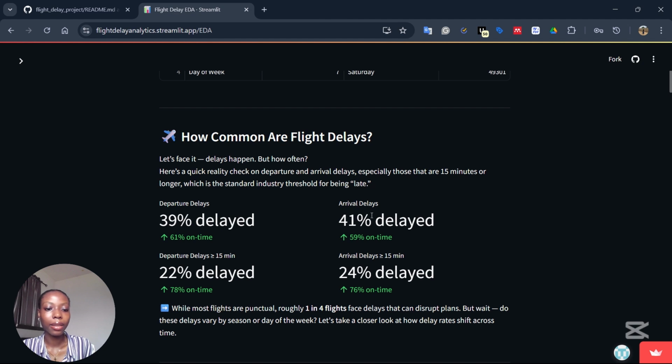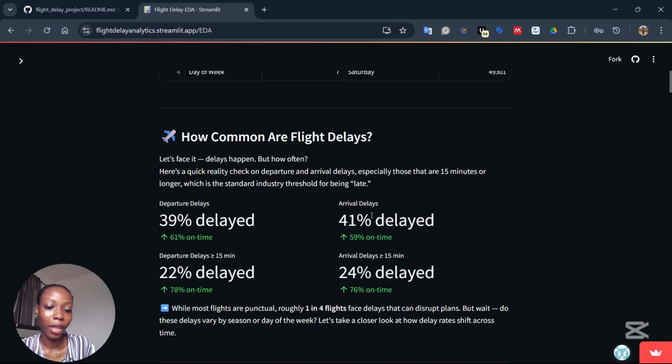For departure delays, we have a total of 39% of all flights delayed overall. So 39% of all flights did not take off at the exact scheduled time. We see that 22% of flights were delayed 15 minutes and above at departure. For arrival, 41% were delayed. So 41% of flights did not arrive at their scheduled time of arrival. 24% of flights were delayed at arrival by 15 minutes and above.